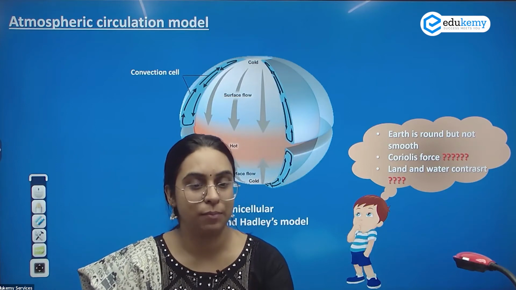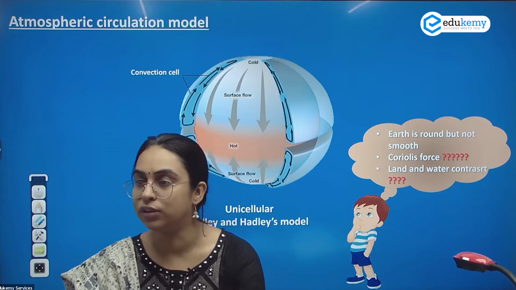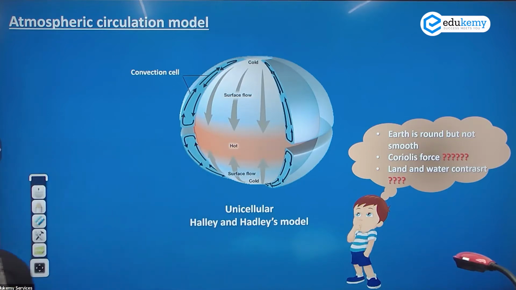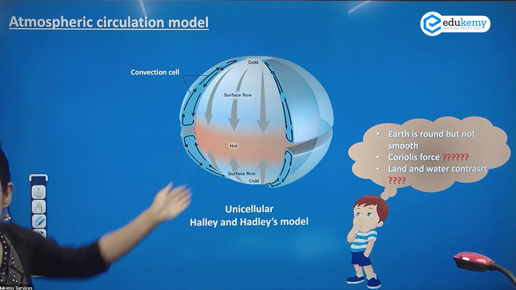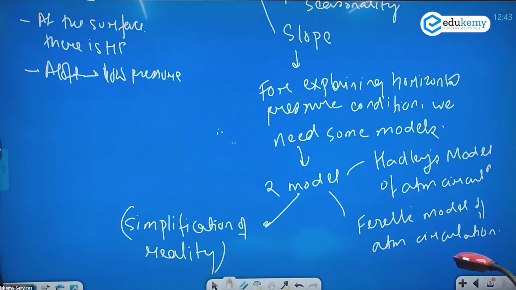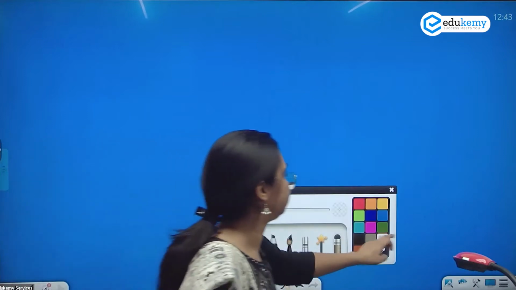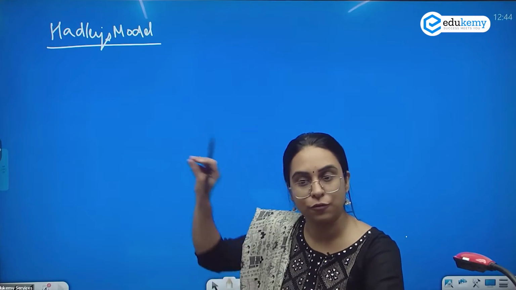Okay, the pressure pattern. A simplified version means we need some models. The first model that we will study in atmospheric circulation: there is some circulation going on in the troposphere. To study that, we have to study Hadley's model. So please write the heading Hadley's model. Let us first understand Hadley, then we will write.